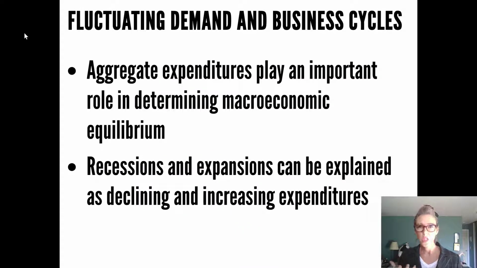So obviously things change all the time. Let's talk about fluctuating demand in business cycles. Aggregate expenditures play an important role in determining macroeconomic equilibrium. We can explain most recessions and expansions, though not all, through the lens of expenditure changes. People's spending changes. The financial crisis in 2008 was a drop in spending.